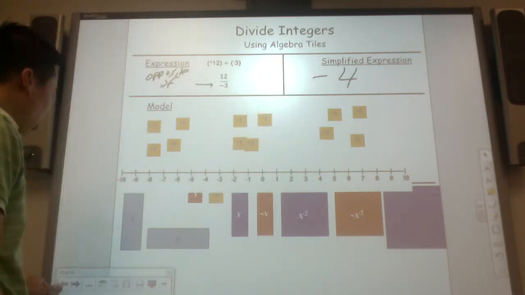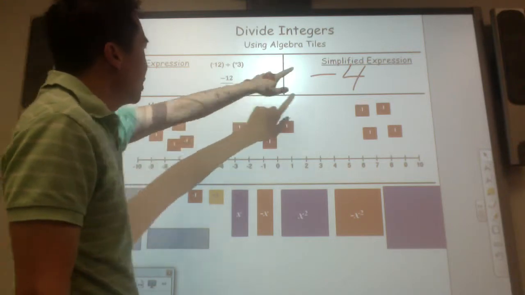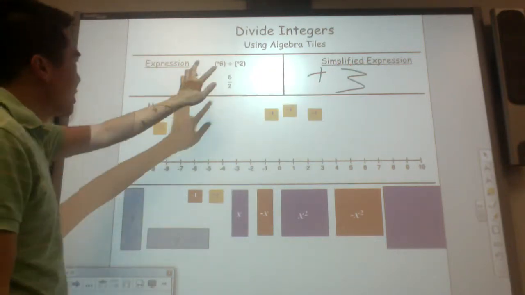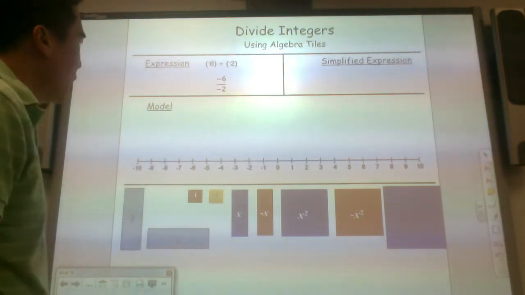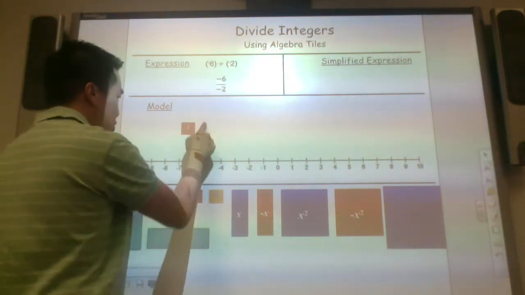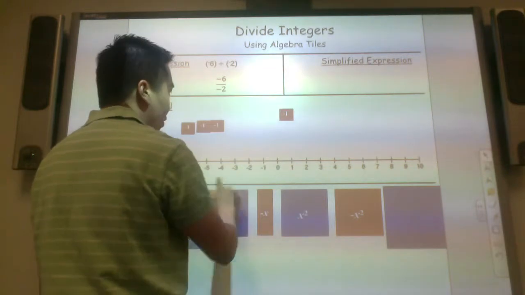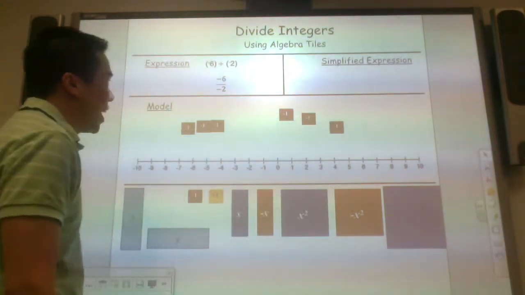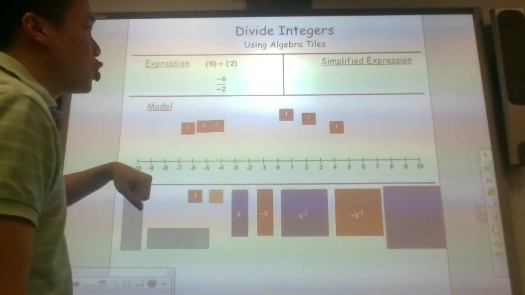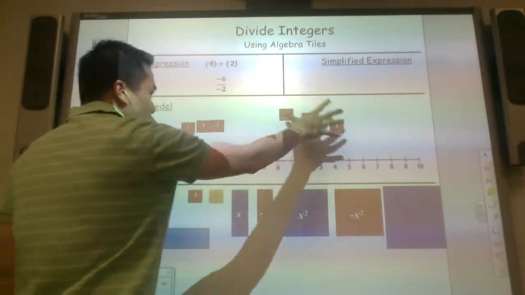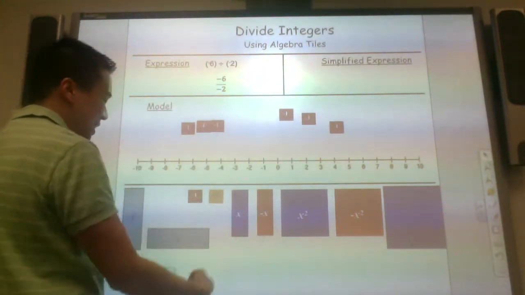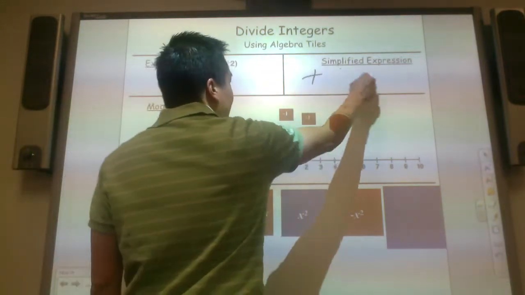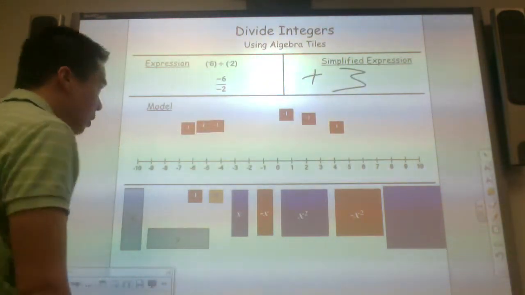Let's go back. Is that true for all of it? Signs are different, negative. Signs are the same, positive. Interesting. Let's look at our last example. You have 6 negatives. 1, 2, 3, 4, 5, 6. You're going to divide it into the opposite of 2 piles, or 2 groups. So you have 2 groups. You have negative 3. But what's the opposite of negative 3? Positive 3.